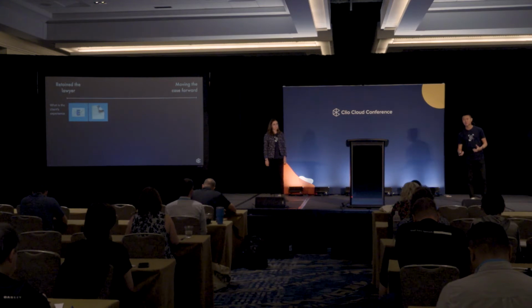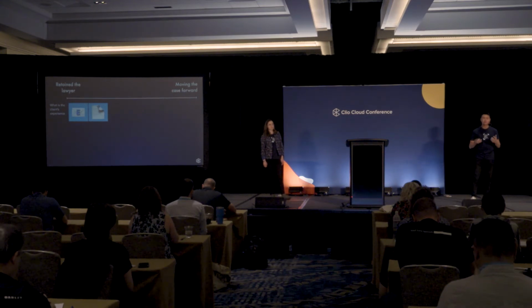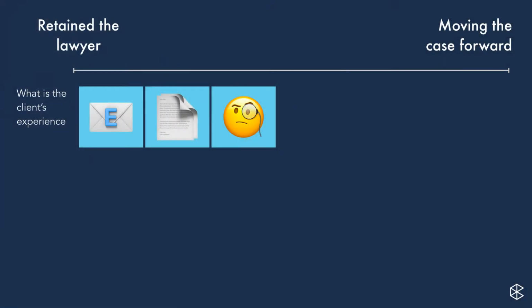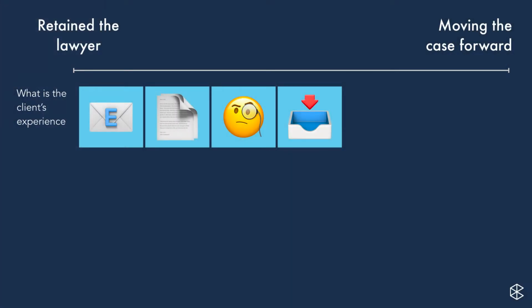But then at that point, clients are often distressed. The case may just be a sliver of the many things they care about in life, and they're wondering, hey, where is my case at? What do I need to do to move it forward? And then at that point, if they want to find out where the case is at, they turn to their email inbox. And we know that this idea of inbox zero is mythical for many clients.